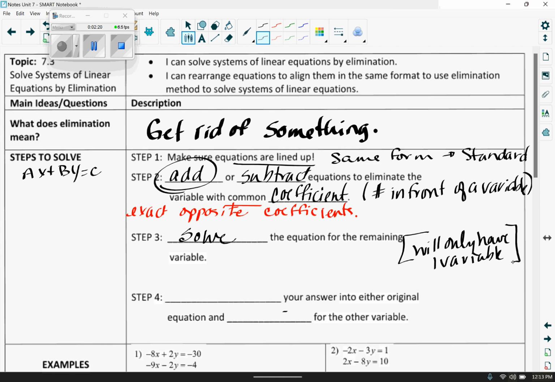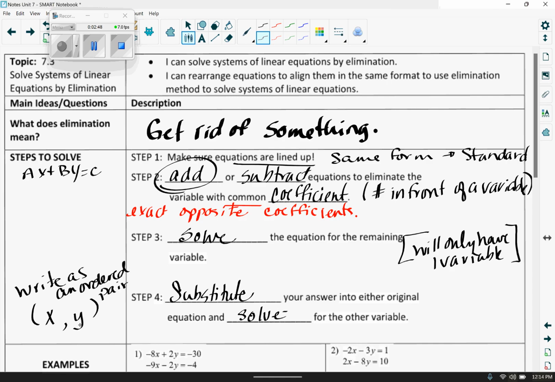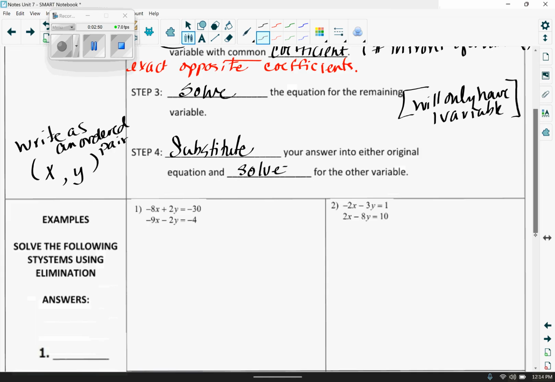And then after we solve that, we're going to substitute your answer into either original equation. I don't care which one. And you're going to solve for the other variable. So we're still going to end up solving and solving and then writing as an ordered pair, x, y. So here, let's try a few.